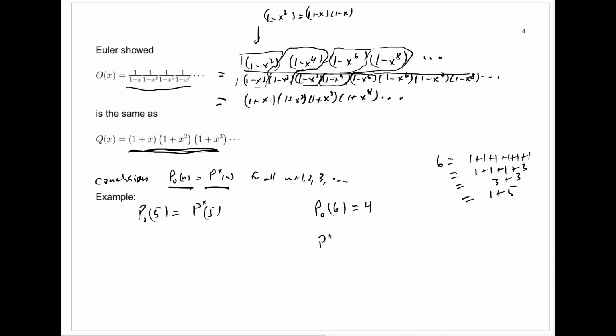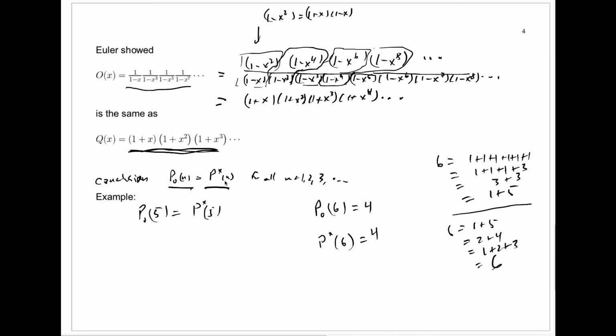What is p star of 6? The number of ways to write 6 as a sum of distinct parts. Well, 6 can be written as 1 plus 5. It can be written as 2 plus 4. It can be written as 1 plus 2 plus 3. It can also be written just as 6. Again, 4 ways to do it. So these are just some examples that show that p sub o of n is really the same as p star of n.